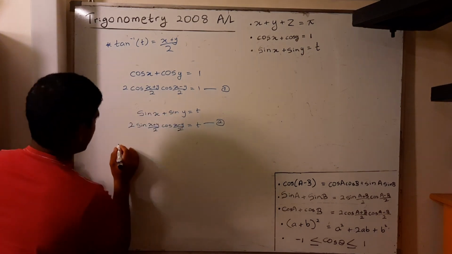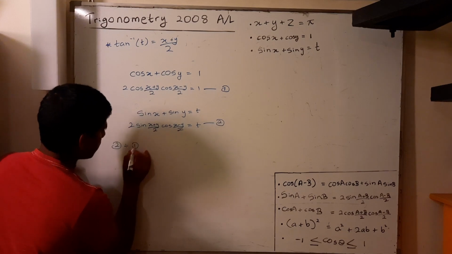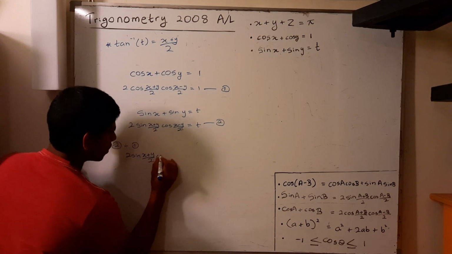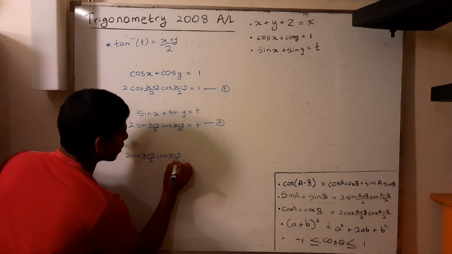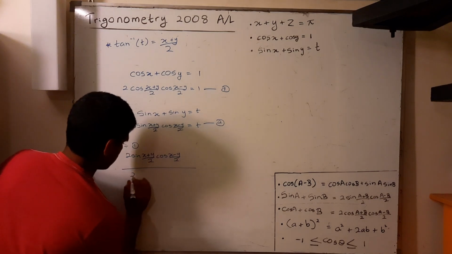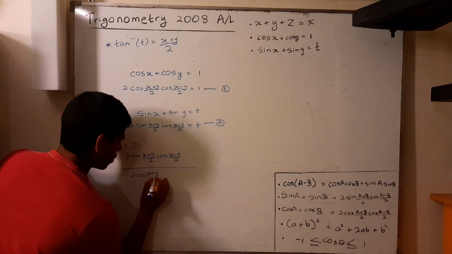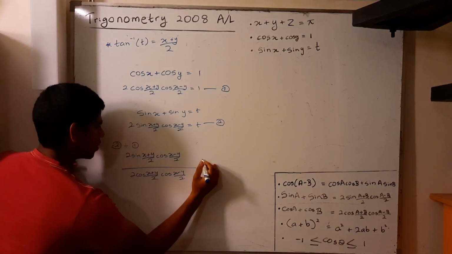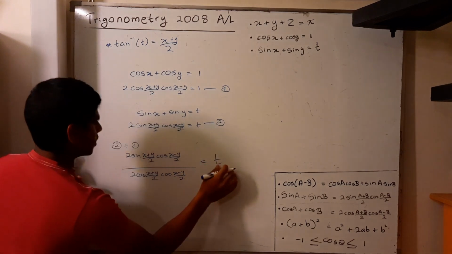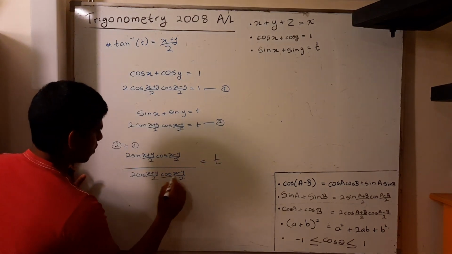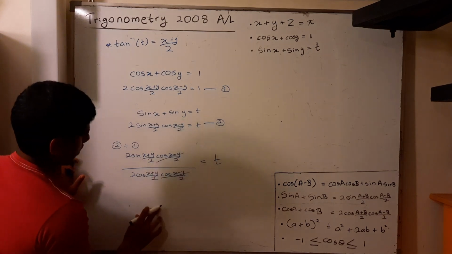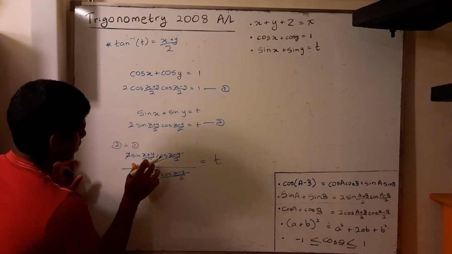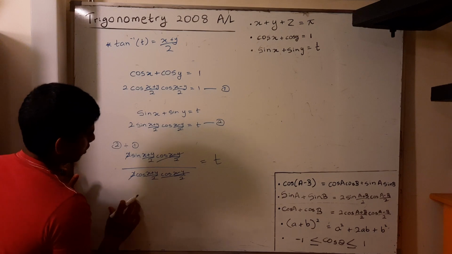So now what I'm going to do is divide 2 by 1. So we can write 2 sin((x + y)/2) cos((x − y)/2) over 2 cos((x + y)/2) cos((x − y)/2) equals t over 1, in other words, t. So now as you can see, cos((x − y)/2) and cos((x − y)/2) get cancelled, and this 2 gets cancelled out as well. So now we just have sin((x + y)/2) over cos((x + y)/2) left.